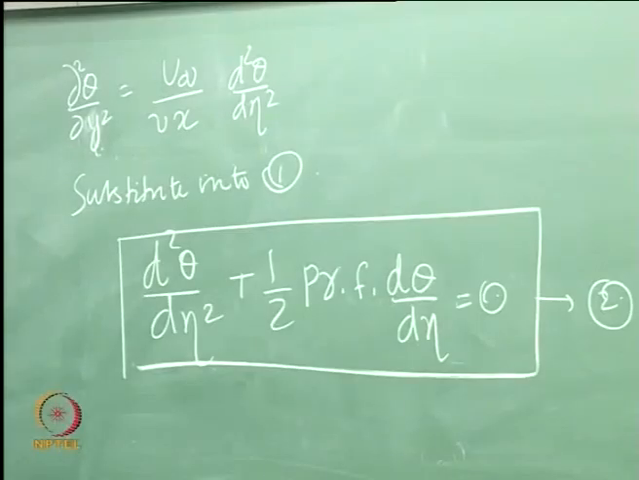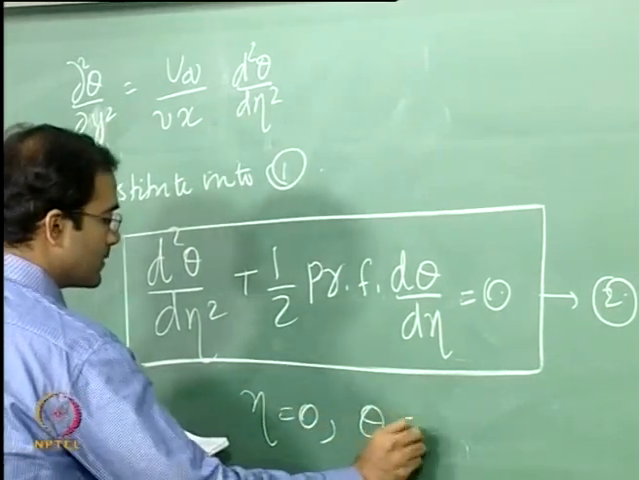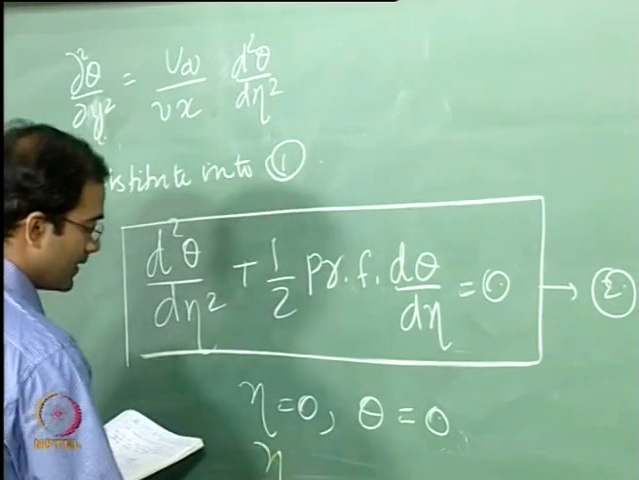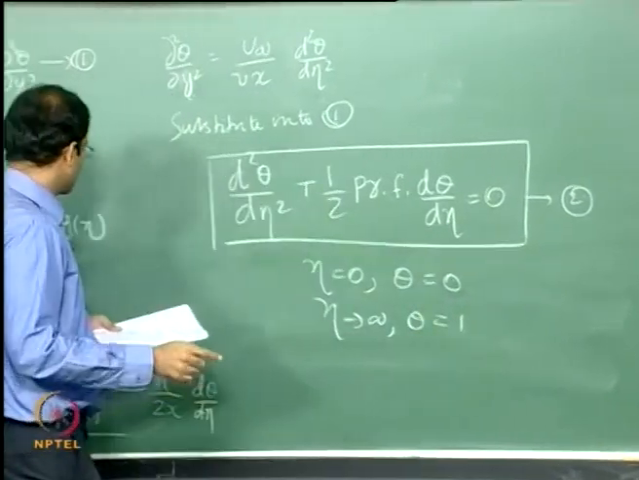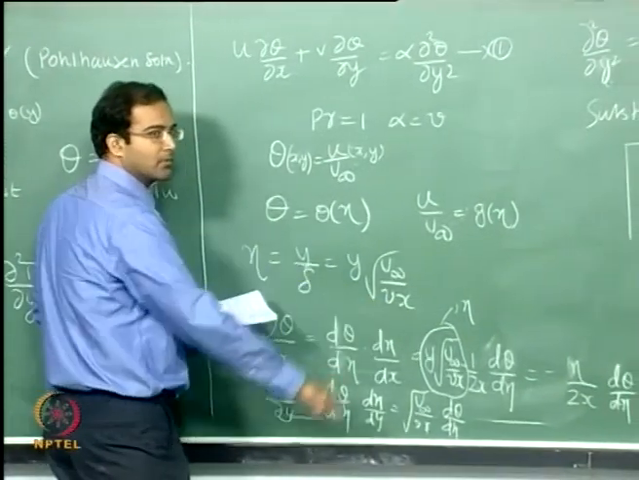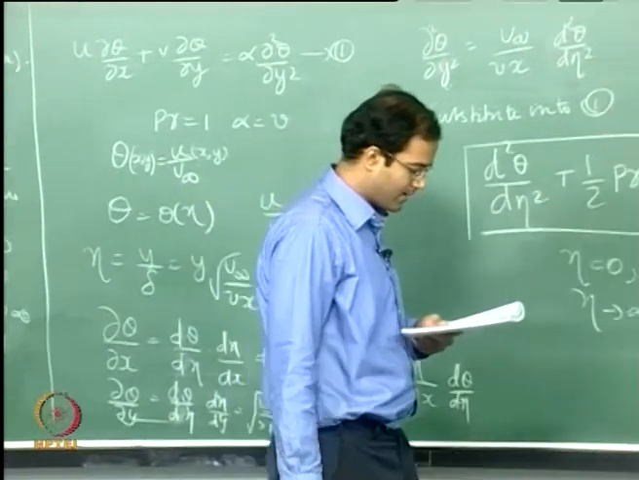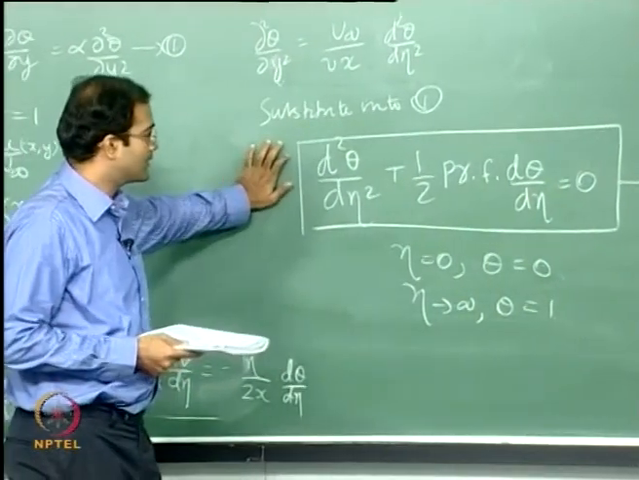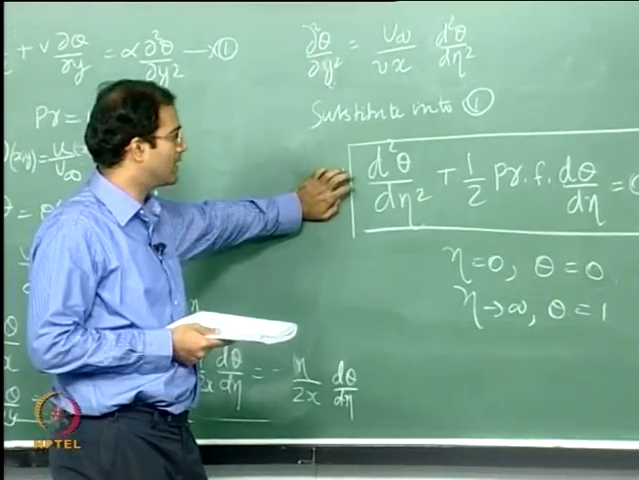Now the boundary conditions for this, once again: at eta equal to 0, theta should be 0, and at eta going to infinity, theta should be equal to 1. Eta going to infinity means two things: either y going to infinity or x going to 0. In both cases theta has to become 1. So now everything is getting familiar. You have a nice ODE which is second order.